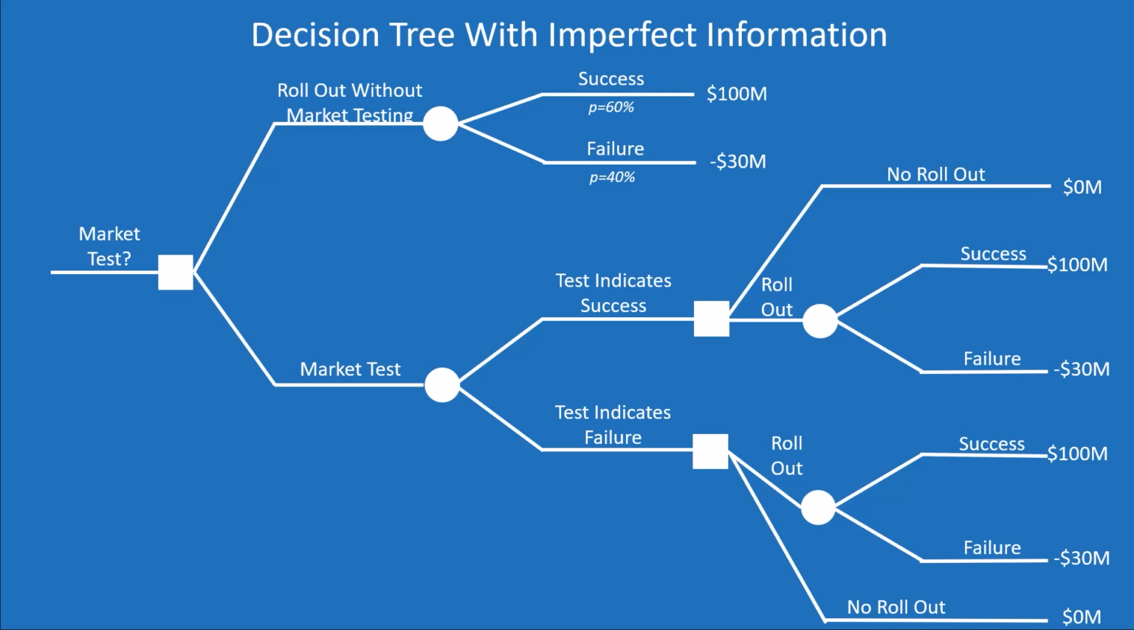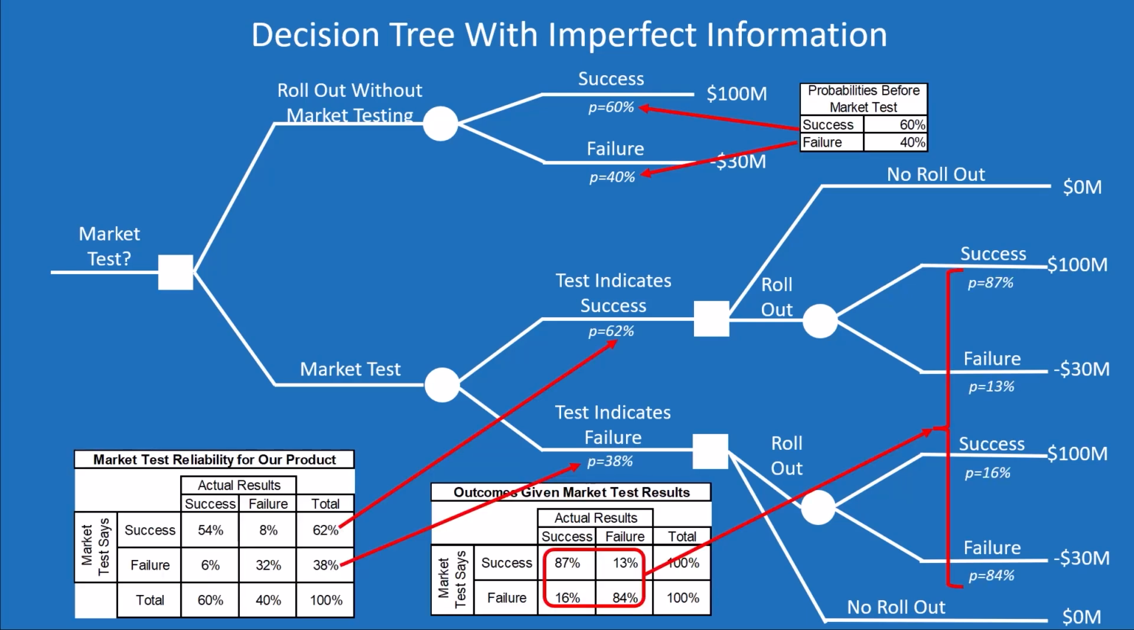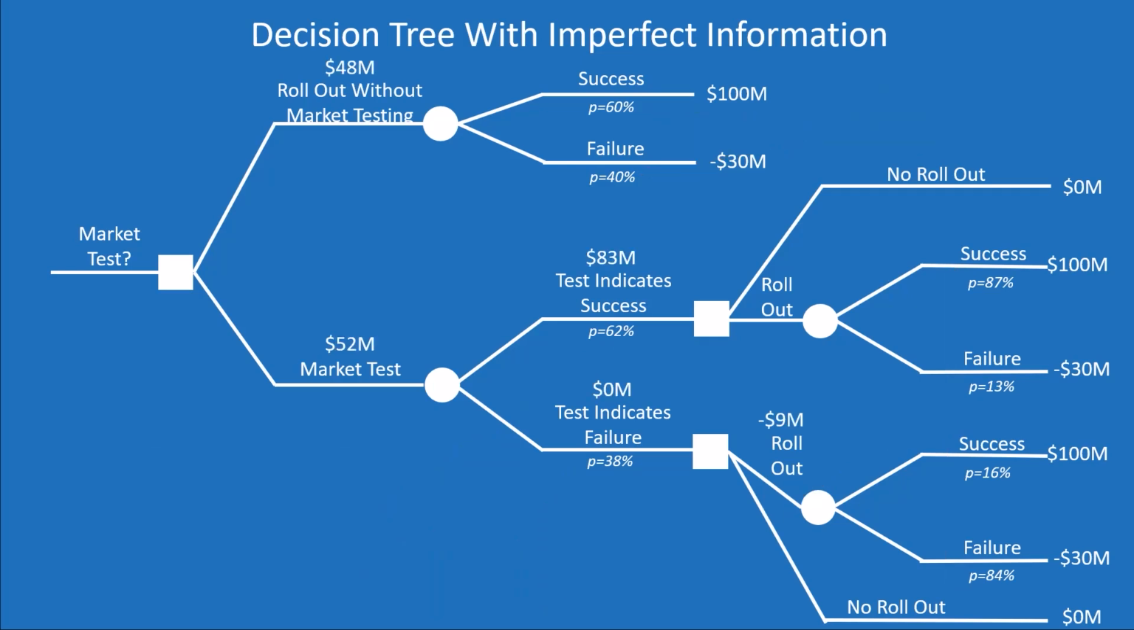Performing the market test leads to two uncertain outcomes. The test could indicate success or failure. With either result, we must decide whether to roll out the product. The next step of building the tree is to add the probabilities that we calculated. The table of the market test reliability for our product is assigned to the uncertainties of whether the test will indicate success or failure for the product. The table of outcomes given market test results goes to the branches on the far right side of the decision tree. We now solve for the expected values, going from the right to the left of the tree.